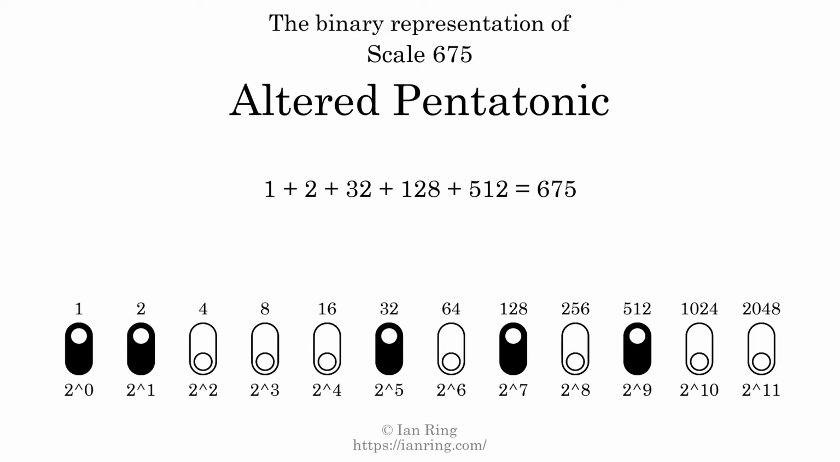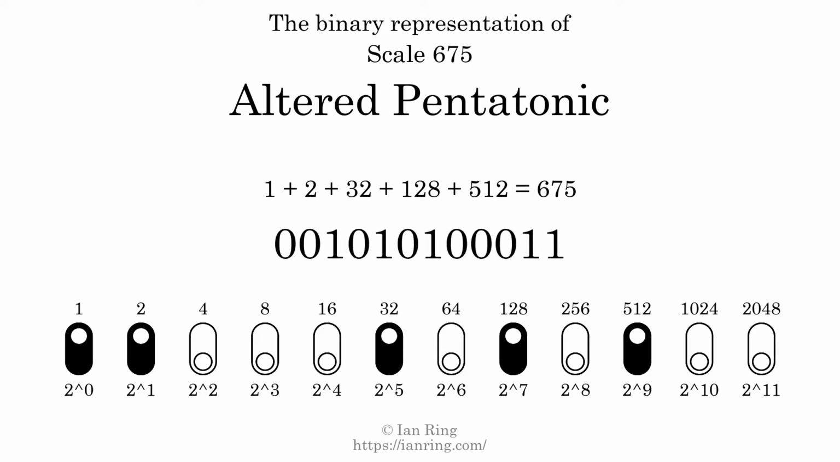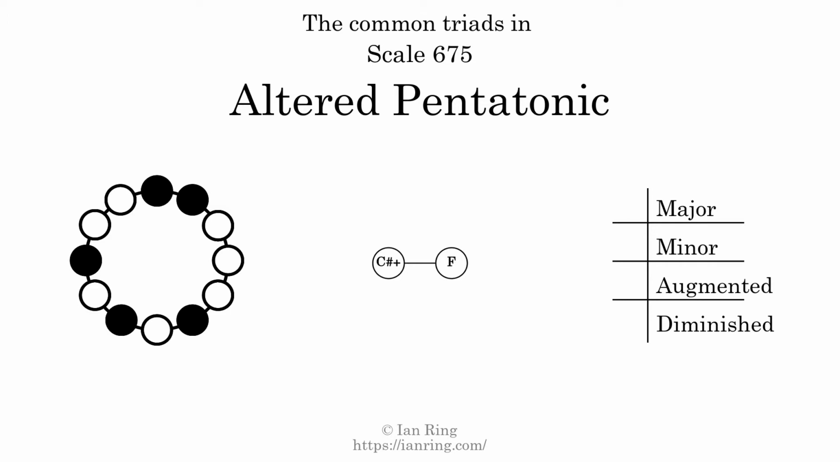The scale number not only enumerates the scale with a unique index, but it also literally describes the tonal content of the scale. Represented as a binary number in base 2, the scale number is 001010100011. Here are the common triads present in this scale.